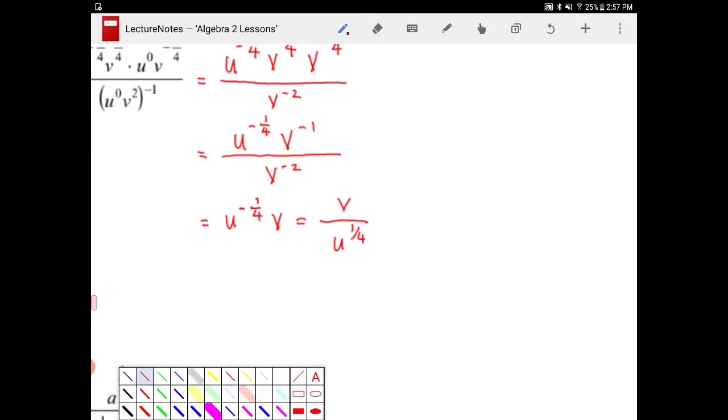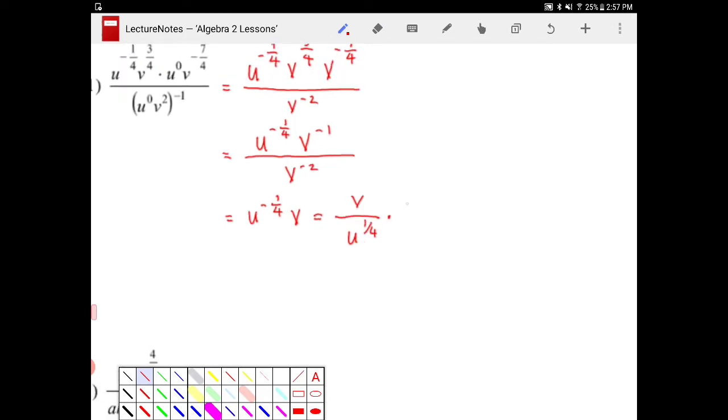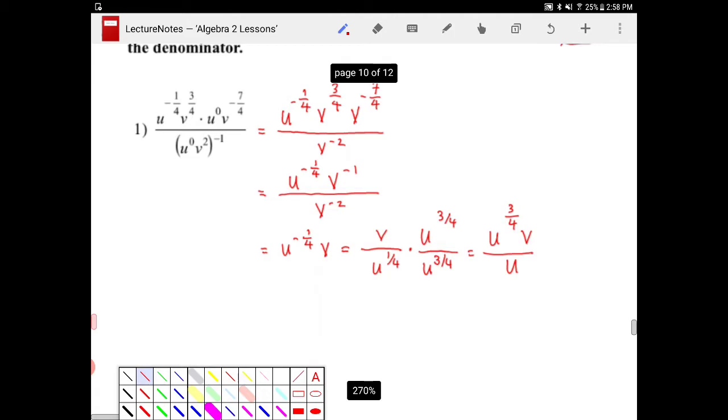So how are we going to get rid of those fractional exponents? Well, if you look at u to the 1/4 here, I want to turn that exponent into an integer. So what would I have to multiply u to the 1/4 by? I would have to multiply it by u to the 3/4, both in the numerator and denominator. Why 3/4? Because 1/4 is 3/4 away from being an integer. So therefore, this becomes u to the 3/4 times v, all over u. So that would be the solution to question 1.